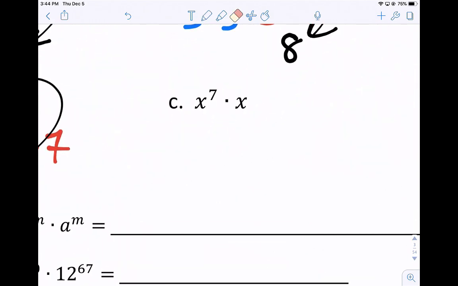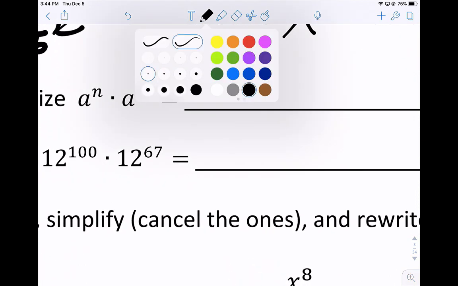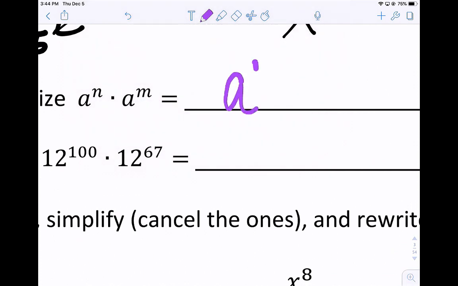How about this one right here? We have x to the 7th and x to the 1st power, so you would have x to the 8th power. So we call this the product rule. When you multiply two things with the same base, such as a and a, you look at the exponents and you're going to add them together. So we have a to the n plus m power.